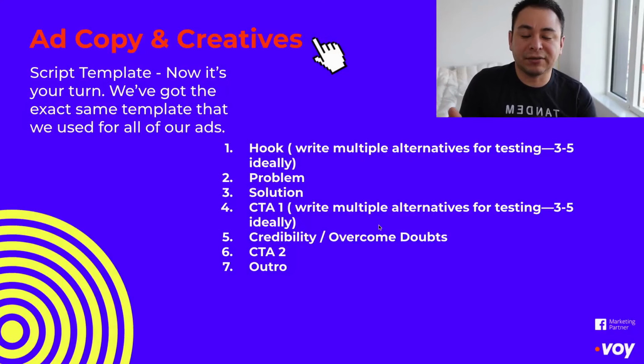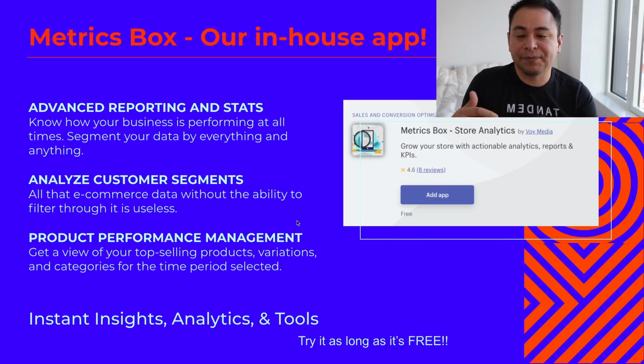Number 6 is another CTA. Again, buy now, shop now. We have a free trial, free offer, and 7 is an outro, and that could just be like anything else about your brand or a logo or like a music. So that's essentially how we do ads here at Voy Media.